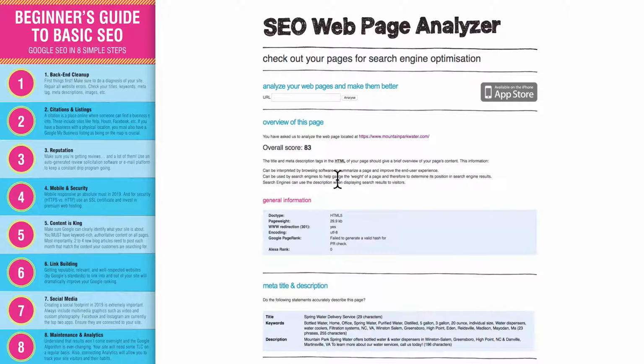Here's an example of mountainparkwater.com and their web page analyzer, who scores an 83, and for this particular analyzer, a score in the 80s is very, very strong, and you can see how they're pretty much error-free here.